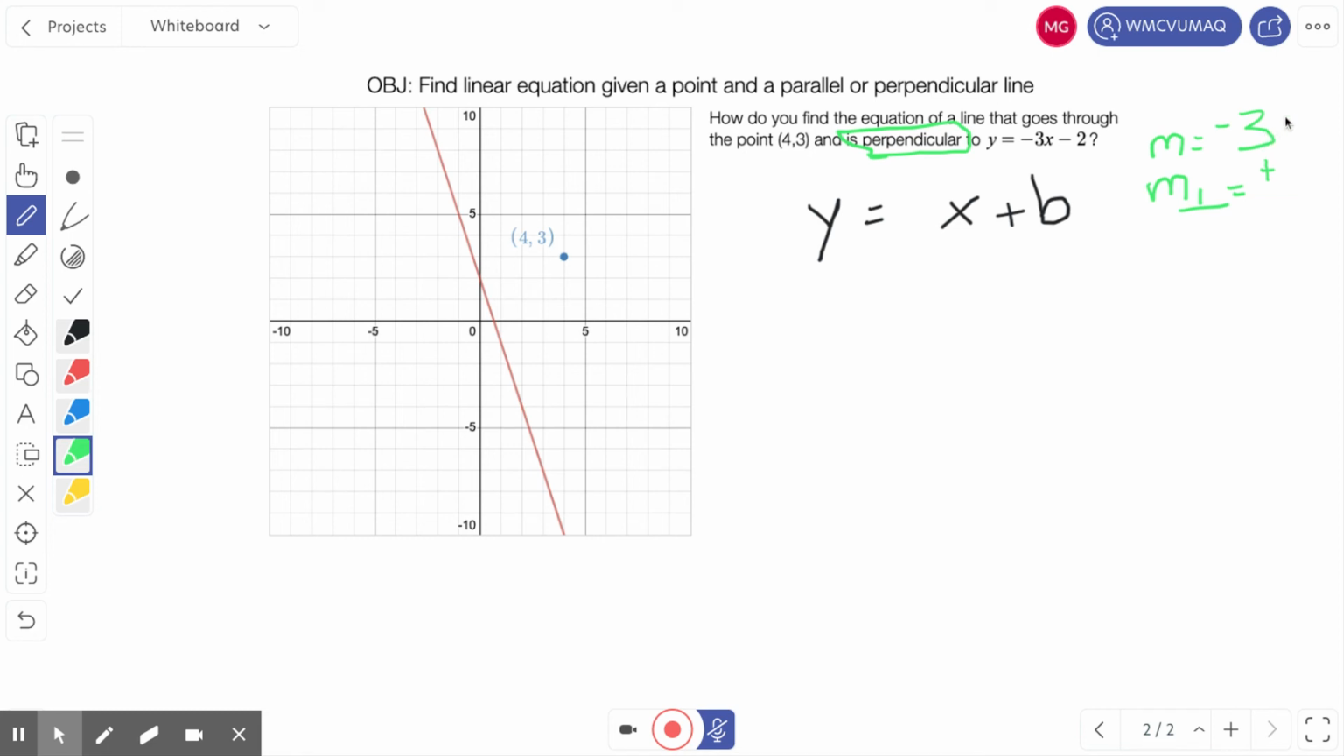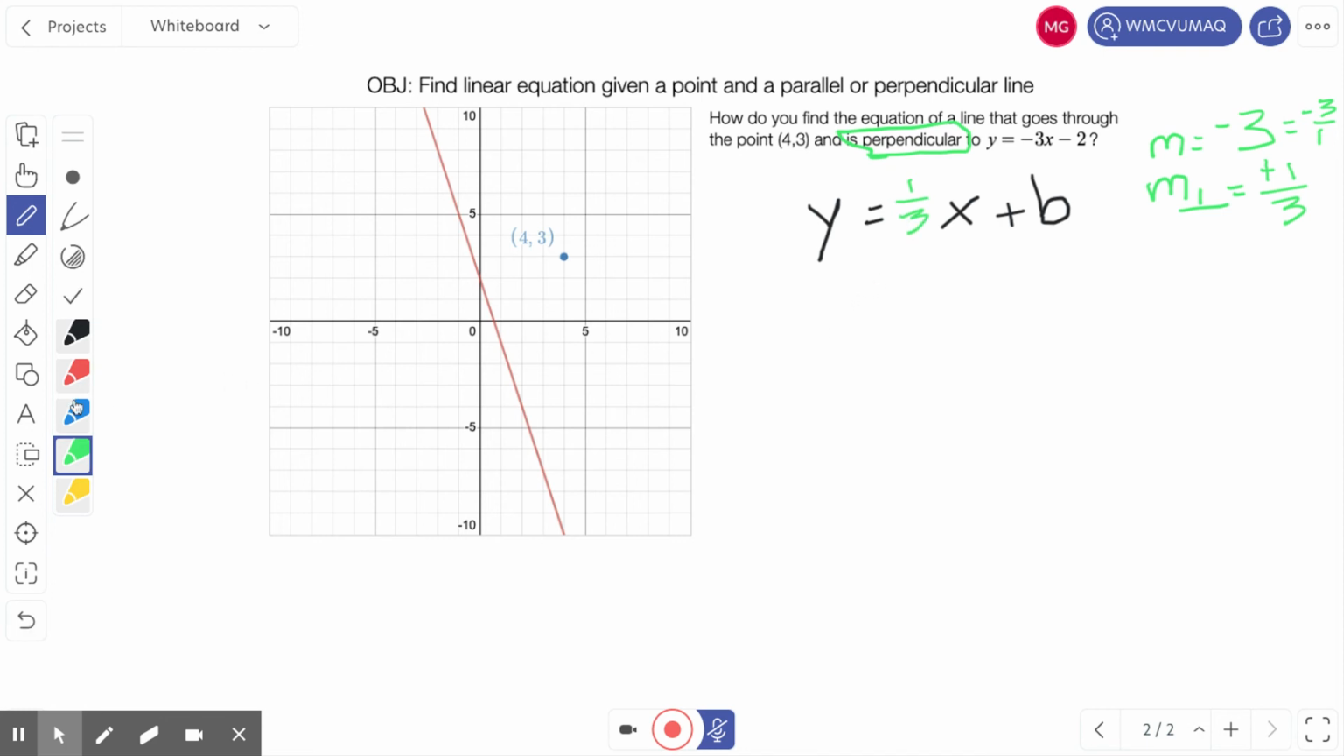Well, if you remember, negative 3 is the same as negative 3 over 1. It's basically like if you have whole pizzas, negative 3 means you owe somebody 3 pizzas, right? So we flip that over and we get 1/3. So opposite, negative to positive, reciprocal, we flip it: negative 3 over 1 to 1 over 3. So the slope will be positive 1/3.